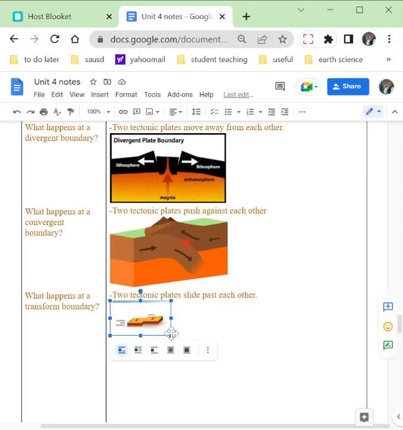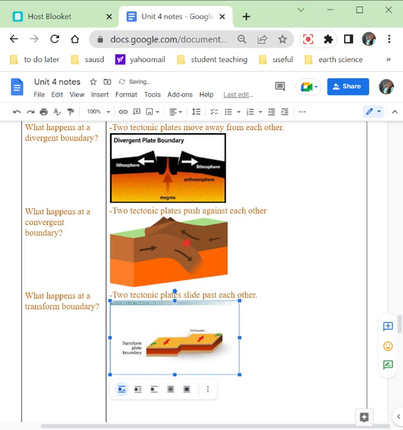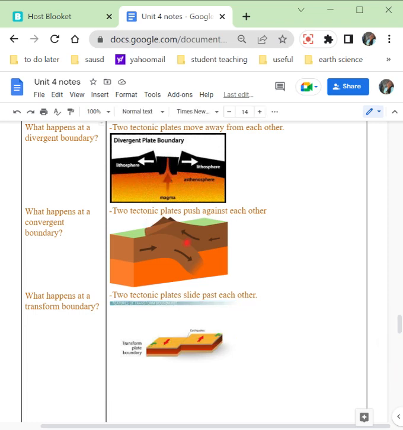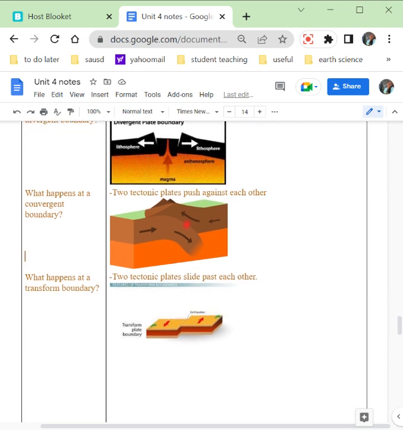So either way, divergent or convergent, eventually we'll have volcanoes. Whether it's up on the surface or down beneath the surface, there will be volcanoes forming.